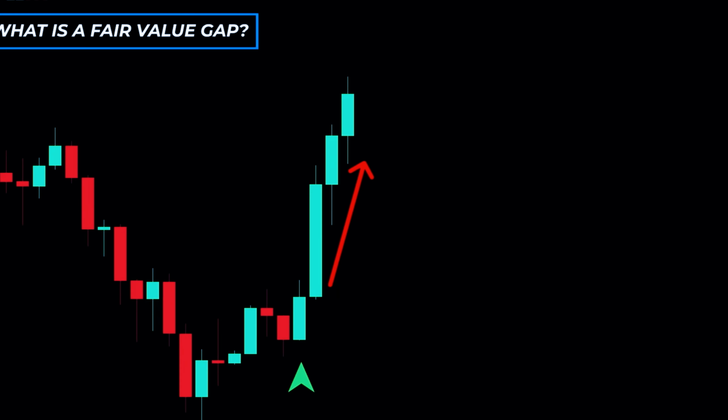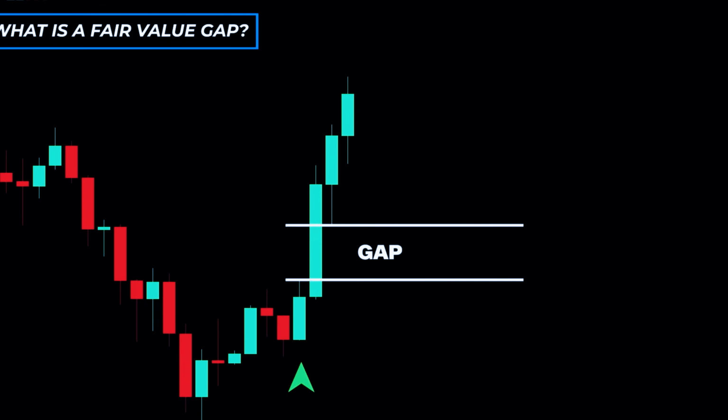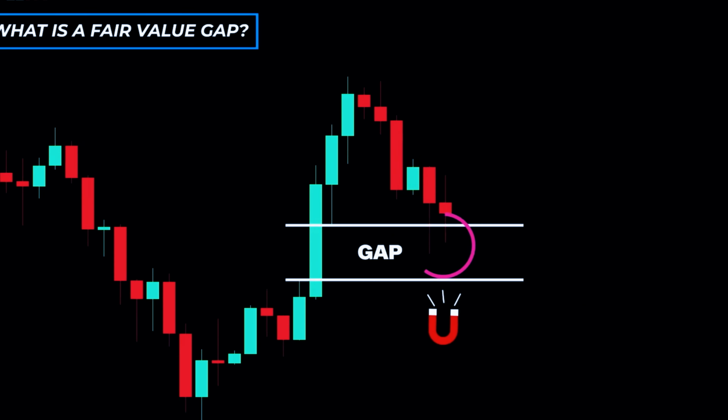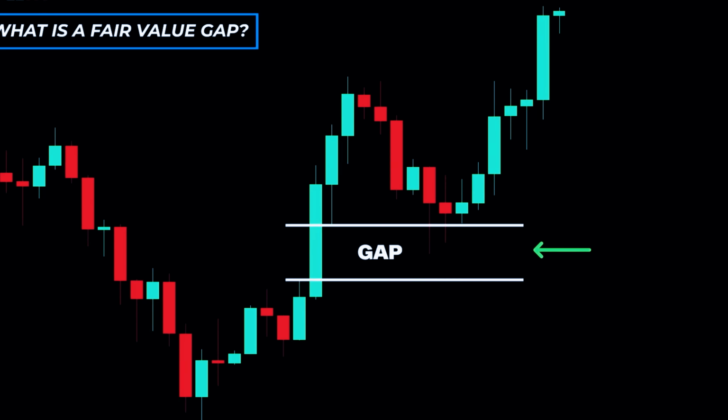First, what is a fair value gap? A fair value gap is a formation on a chart that involves price moving sharply towards one direction, forming a gap on the candlestick. Often the price is then drawn back to the gap, like a magnet, as it attempts to retest or fill the gap. Traders can then look to enter a position at the gap, aiming to profit as price tends to bounce off after retesting it.